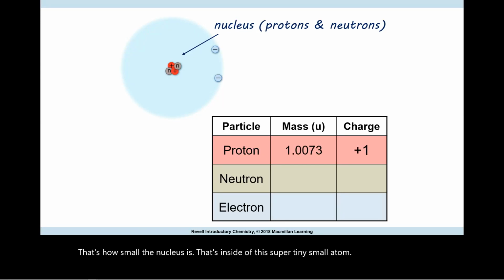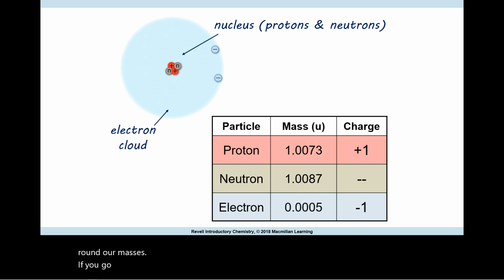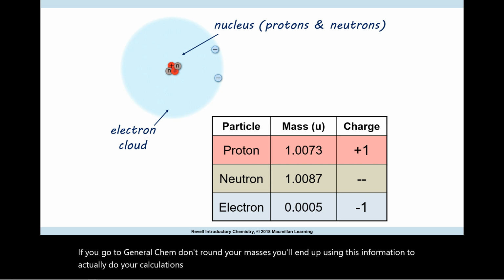So this part right here I'd say is nice to remember. Okay, the particle, the mass, and the charge. Now we round our masses. If you go to general chem, don't round your masses. You'll end up using this information to actually do your calculations. Okay, so this is only for our intro chem class.